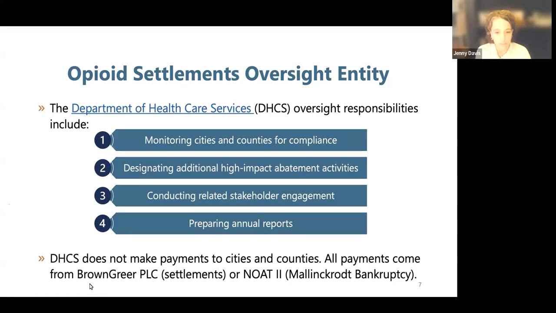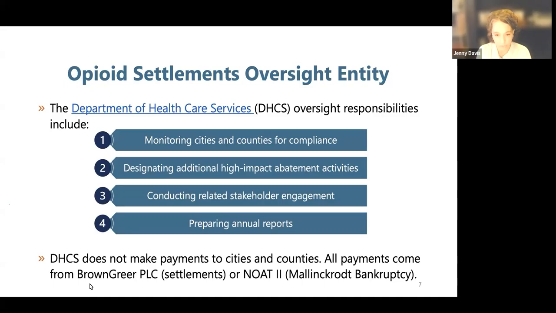It'll be a really good starting point to see how the state and its cities and counties are currently spending their opioid settlement funds. It'll also give you a really good idea of how much money is actually flowing into the state of California as a result of these opioid settlements. It is quite a bit.